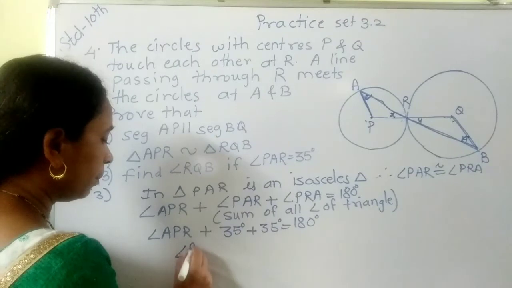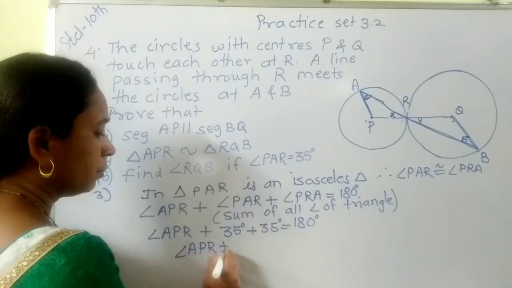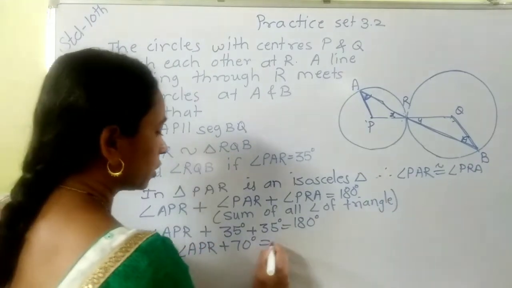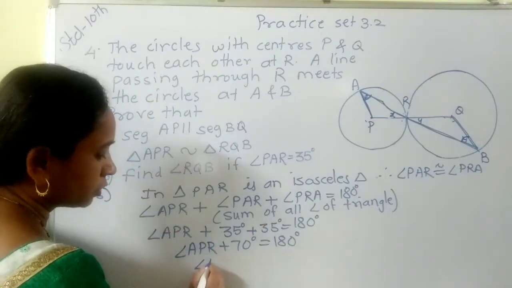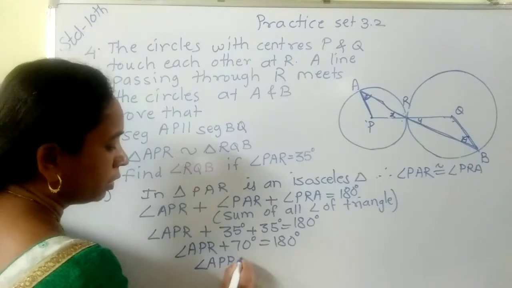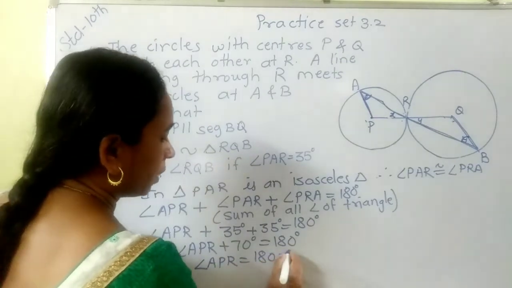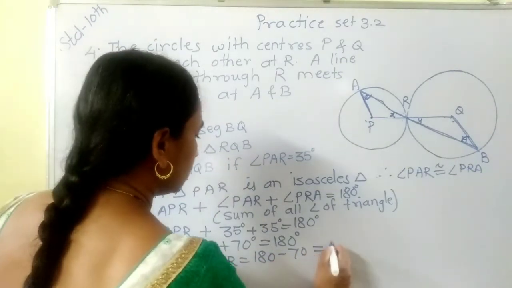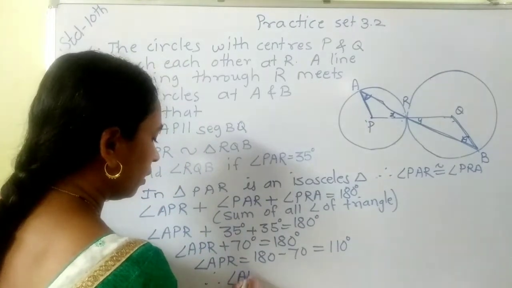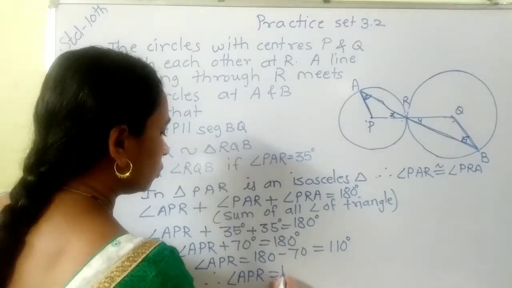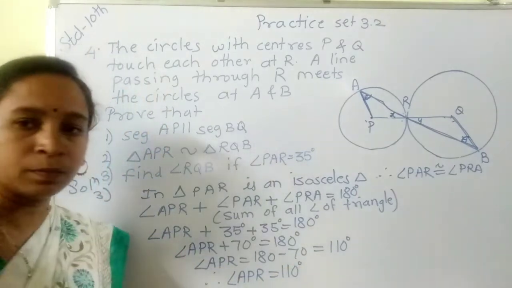So angle APR plus 70 degrees is equal to 180 degrees. Transfer 70 degrees to that side. So APR is nothing but 180 degrees minus 70. That means the answer is 110. So therefore angle APR is equal to 110 degrees.